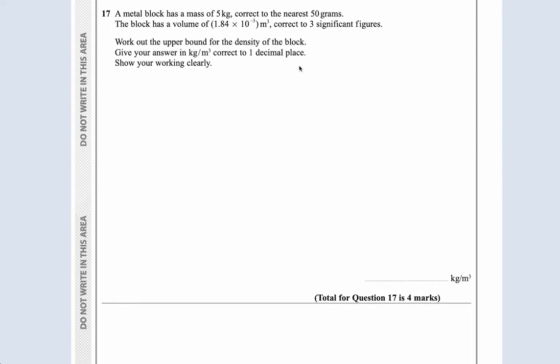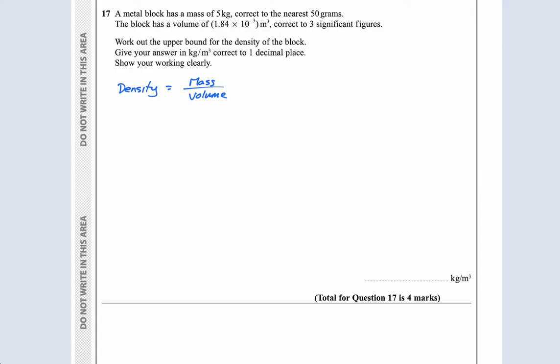Okay, question 17. A metal block has a mass of 5 kilograms, correct to the nearest 50 grams. The block has a volume of this, correct to 3 significant figures. Work out the upper bound for density of the block. Okay, let's be careful. Density equals mass over volume. That you need to know. Then he says, work out the upper bound for density.